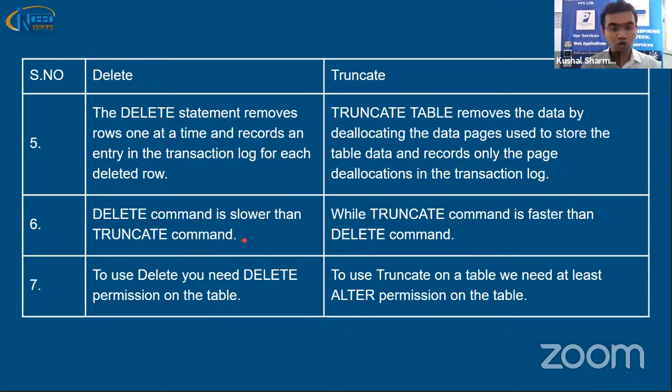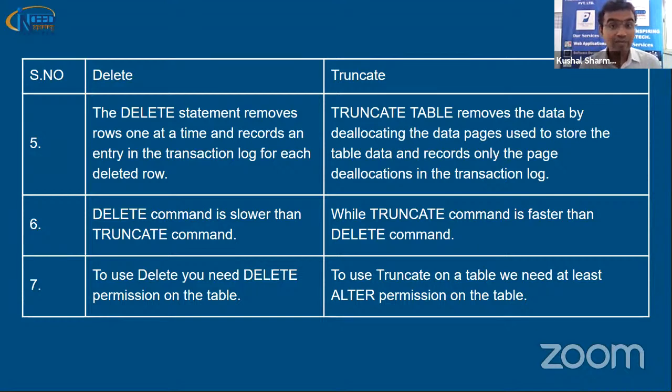Delete command is slower than truncate command. Truncate command is faster. You can understand why, because delete is performing row by row and truncate is performing data page wise. So that is the reason why delete command will be slow and why truncate command is going to be faster. To use delete, you need delete permission on the table.